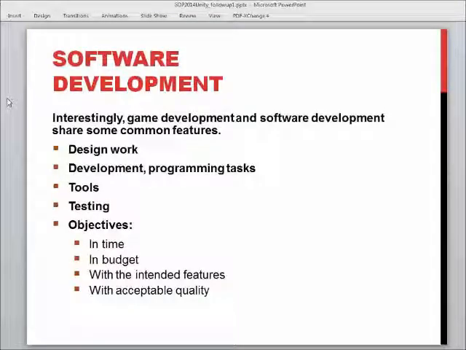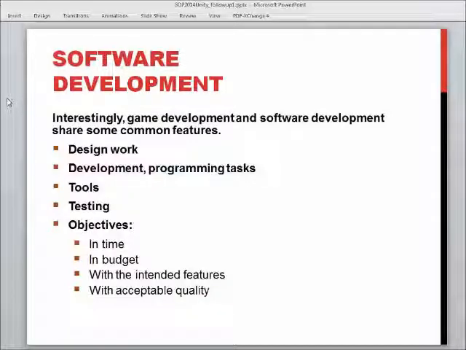So actually, there's a wealth of common features between software development and game development. They are sort of cousins, in the sense that the concept of designing a game and designing software are somewhat similar. Also, the development work from the programming aspects, or in general on the technical side, is similar. Programming is programming is programming.